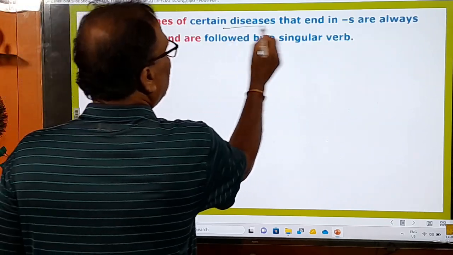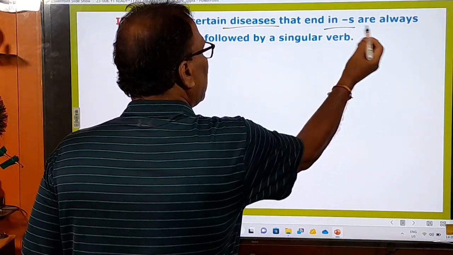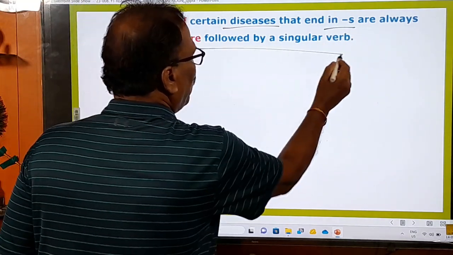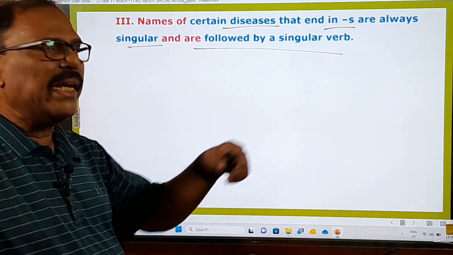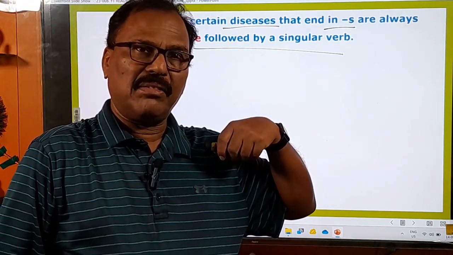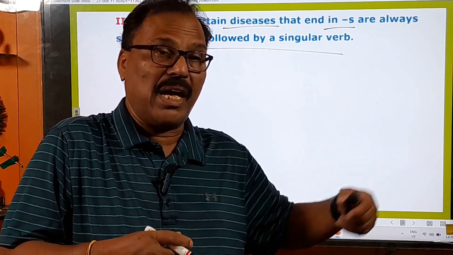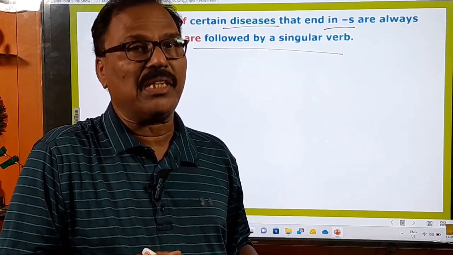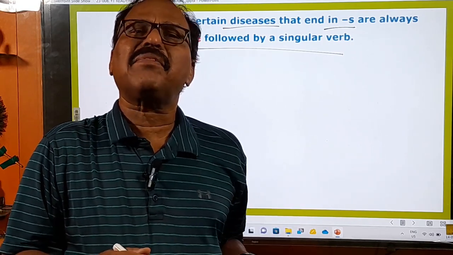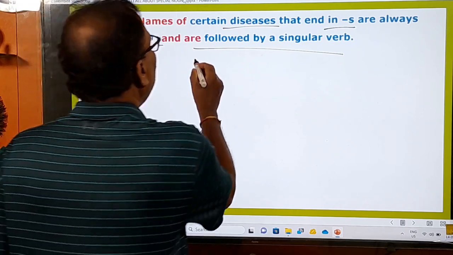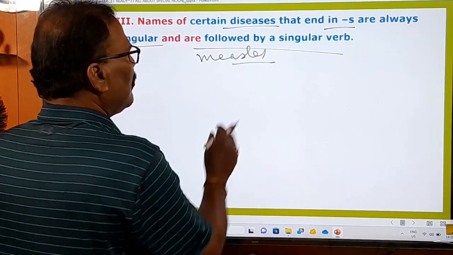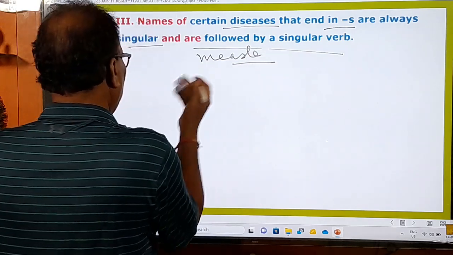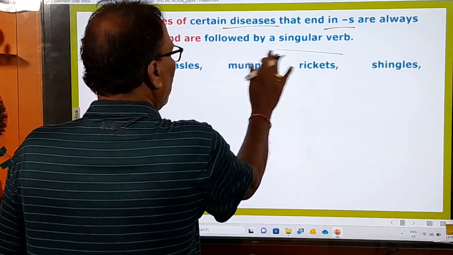The names of certain diseases that end in S are always singular and are followed by a singular verb. Though they end in S, they are not plural words, but only singular words, and they take a singular verb after them. For example, measles. This is ending in S. Already I have given you a list of these things.